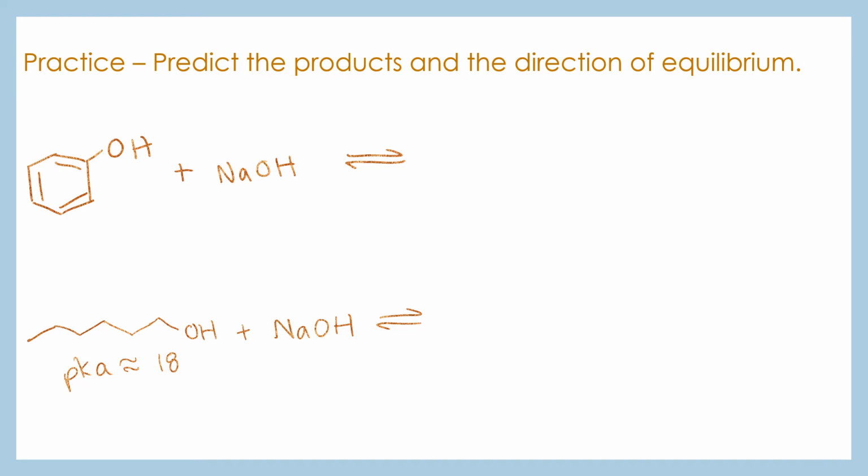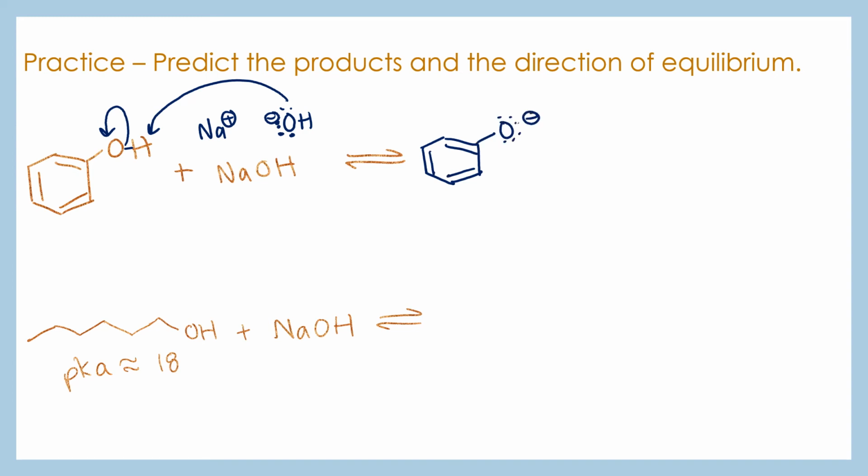Remember that sodium hydroxide is sodium plus and hydroxide minus. So we have the hydroxide base, and we can deprotonate our phenol to give phenoxide plus water and plus sodium, if you really want to be specific here. Sodium is now the counter ion to phenoxide.